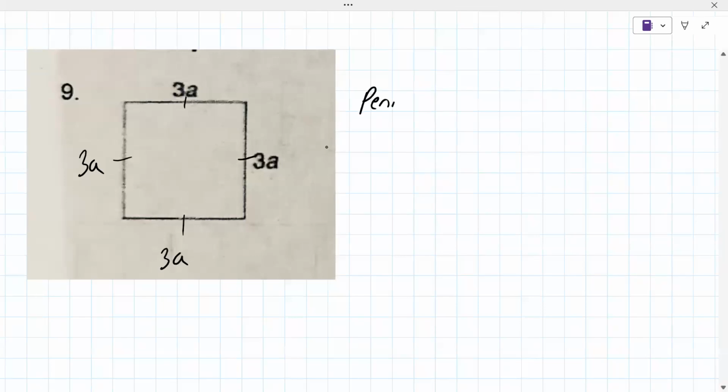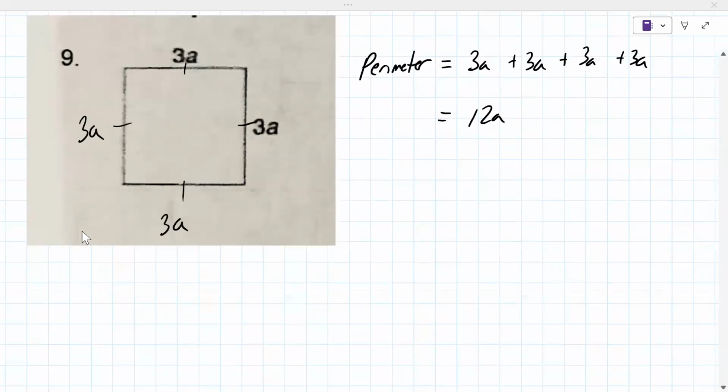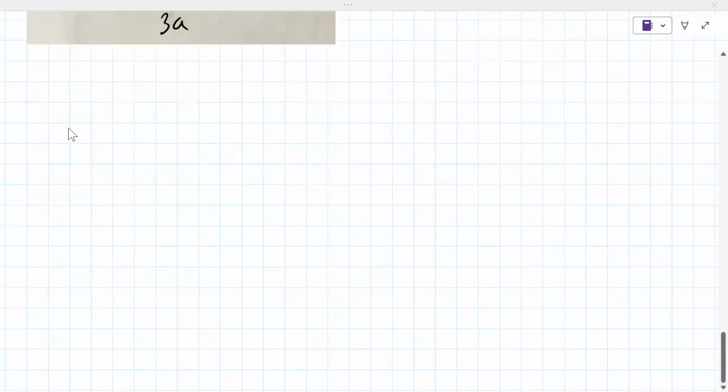The perimeter is adding up all the sides. 3a plus 3a plus 3a plus 3a. What does that become? It would become 12a. Okay, all right. Now there is a shortcut, but for now, just write all the sides out and add them up. We're going to do the same for 10.